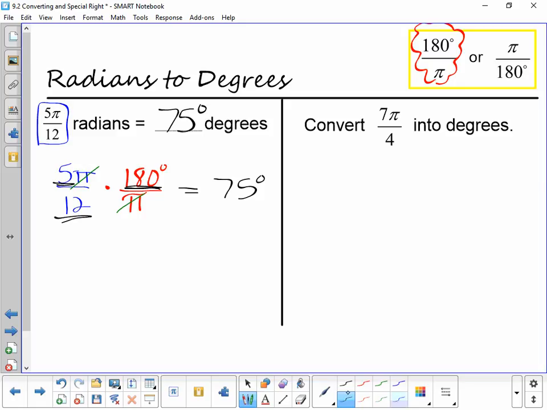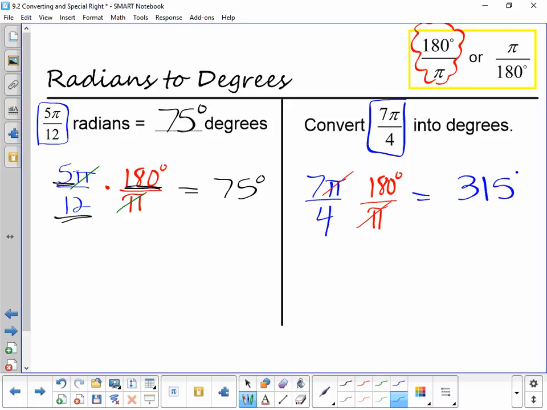Let's try that one more time. We're going to convert 7 pi over 4 into degrees. We start with the measurement that we have, and we multiply that by the conversion factor, 180 degrees over pi. When we do that, those pi's reduce to 1, and so we have 7 times 180 divided by 4. This is the same as 315 degrees.